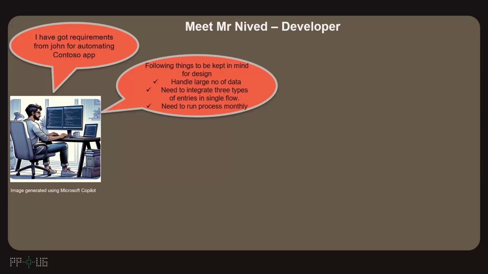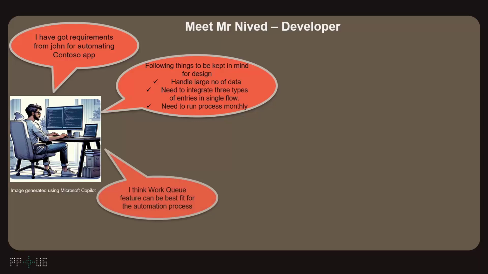Normally, from a high level, you may think I should design one flow for entering invoices, one for entering records, and one for entering support cases. But from the maintenance point of view, that is quite difficult. If you have a single flow which does all these things, it is much easier. That is why I thought we should handle all these types of entries in a single flow. Another point is that I need to run this process monthly, on a schedule.